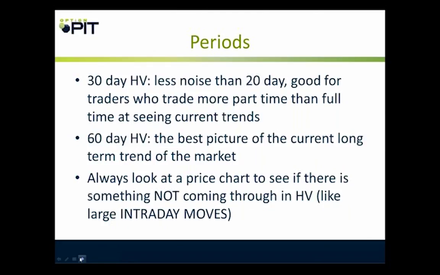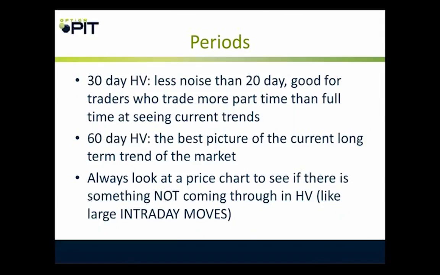All right, then 30-day. So 30-day is more like 5 or 6 weeks, and it has less noise than 20-day. It's good for traders who want to trade more part-time than full-time and really just care about what the current trend is. And then 60-day HV is kind of the longer-term market trend.